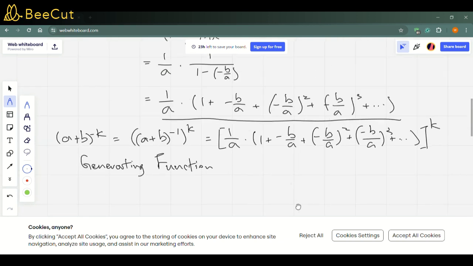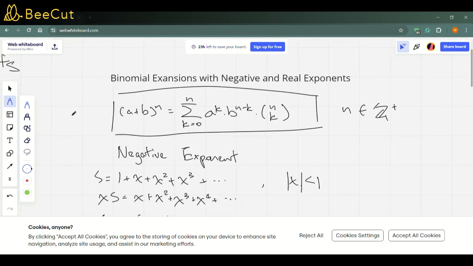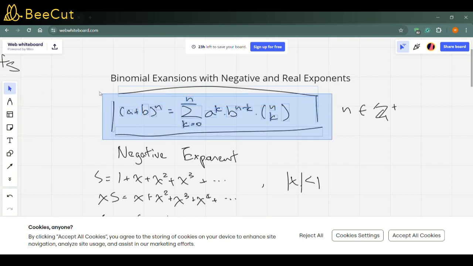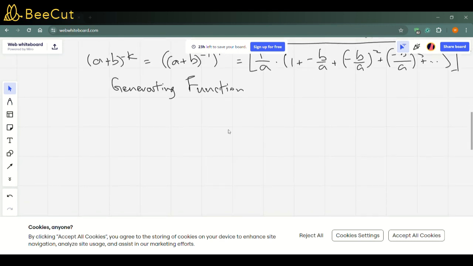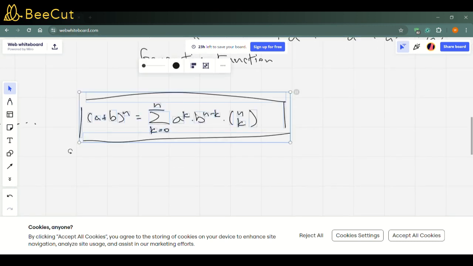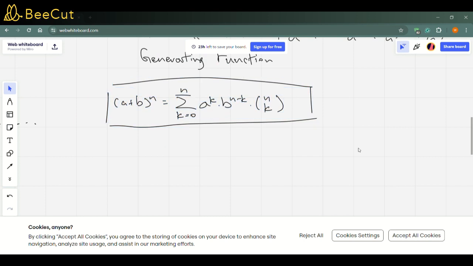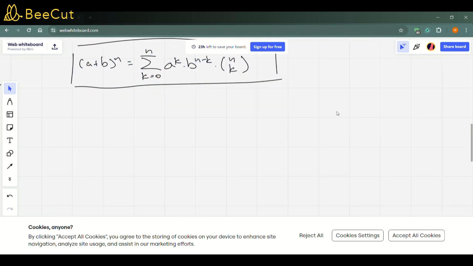Now, we can actually also come to this conclusion just by using the formula that all of us are familiar with. And this is what we're going to do with decimal exponents. So now let's say we are given an n that is a real number.